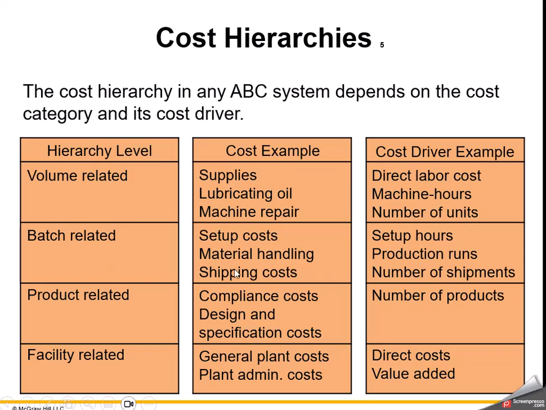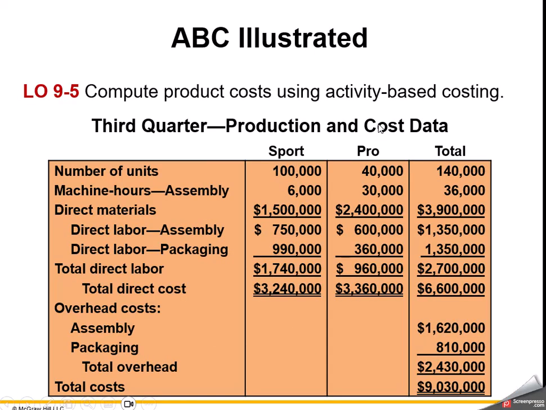If it's batch related, we'll have a setup cost for that batch, material handling, shipping. So then the cost drivers could be setup hours, production runs, number of shipments. Product related costs could be compliance cost, design and specification costs, and those would probably all relate to the number of the products. Facility related, general plant costs, plant administration costs, and those could be direct costs or value added costs.